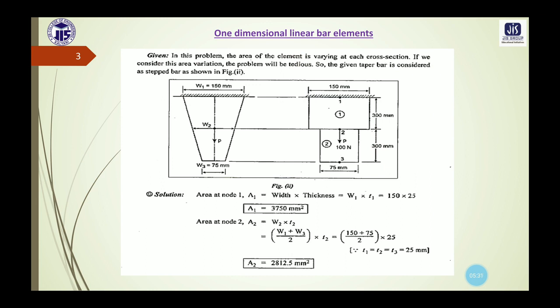Next, the area at node 2, A2, is equal to W2 into T2. So this W2, its formula is actually (W1 plus W3) by 2 multiplied by T2. So W1 and W3 are given as 150 and 75 millimeter. So we need to put the values of W1 and W3 here. After that, we can calculate the area at node 2, which is actually 2812.5 millimeter square.